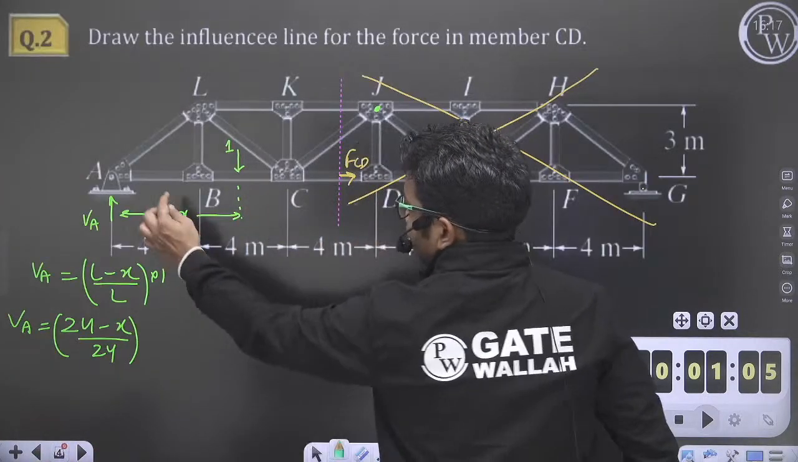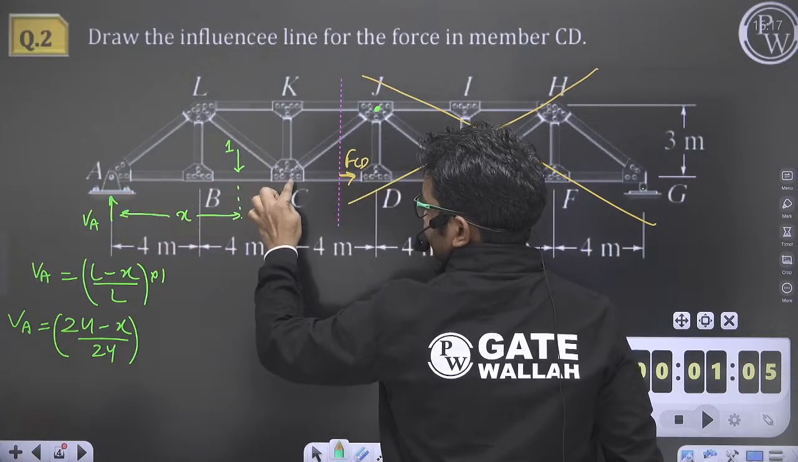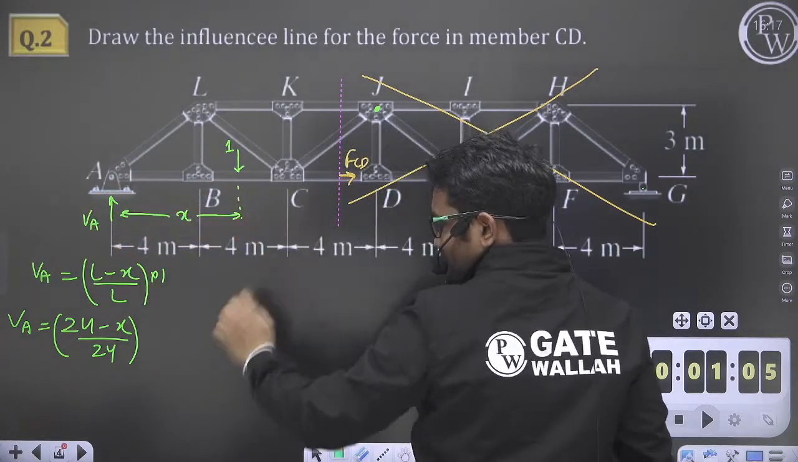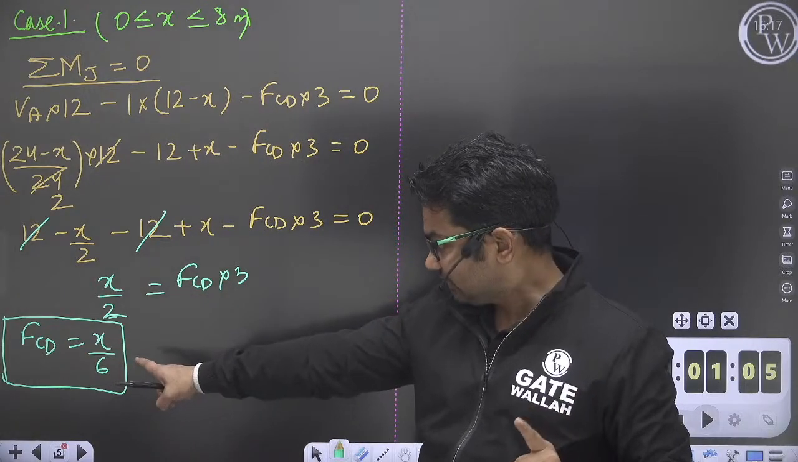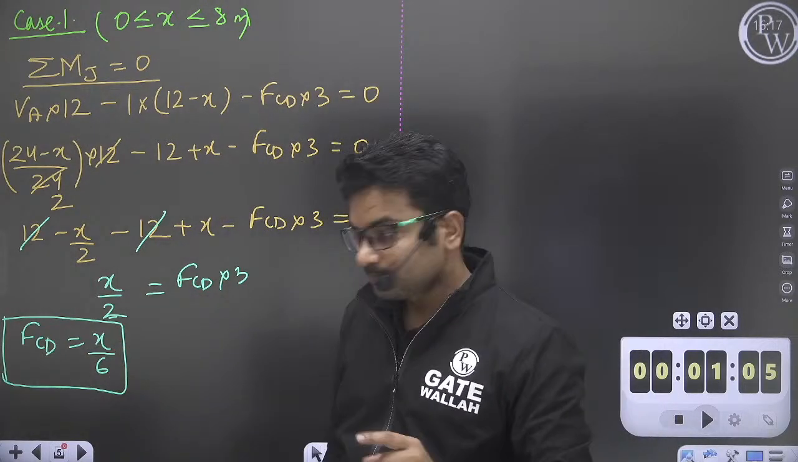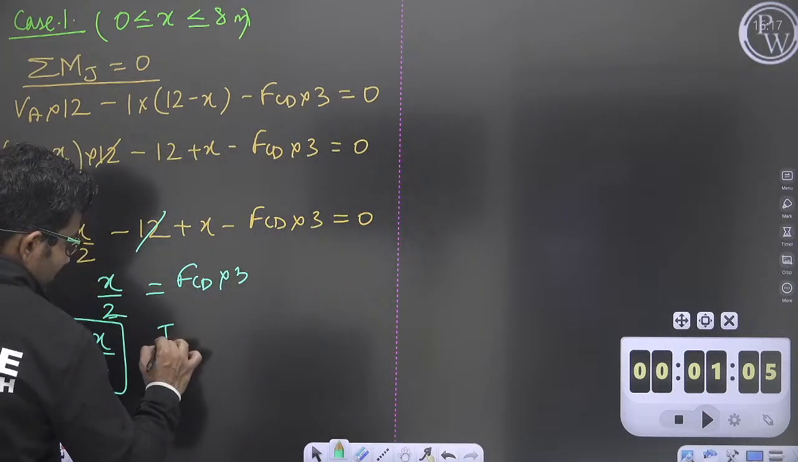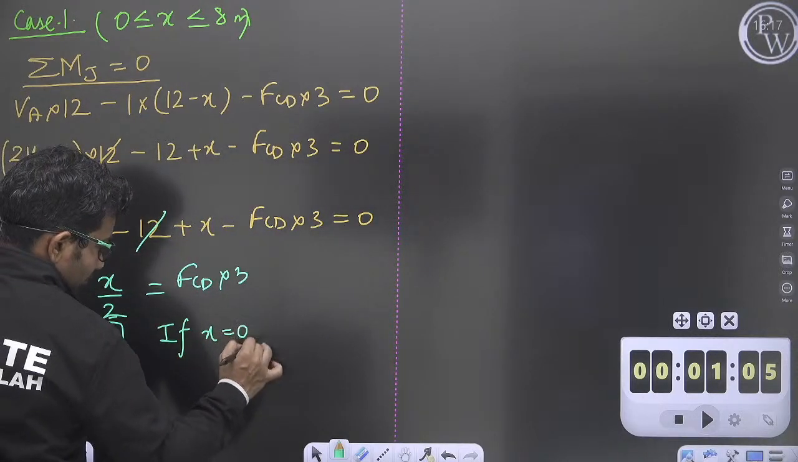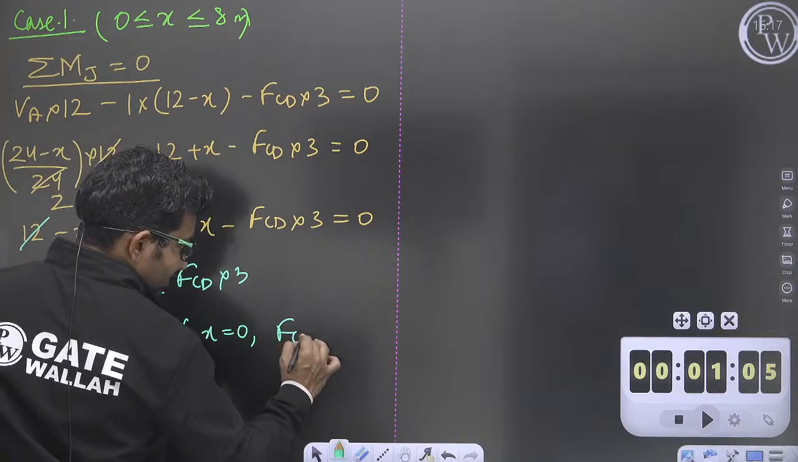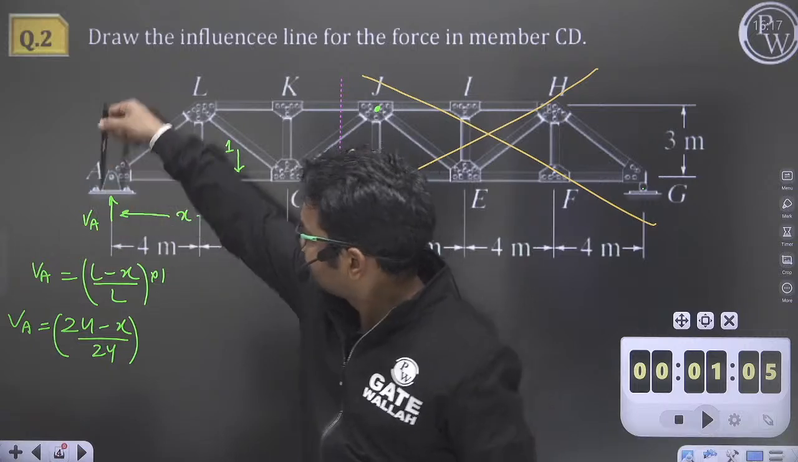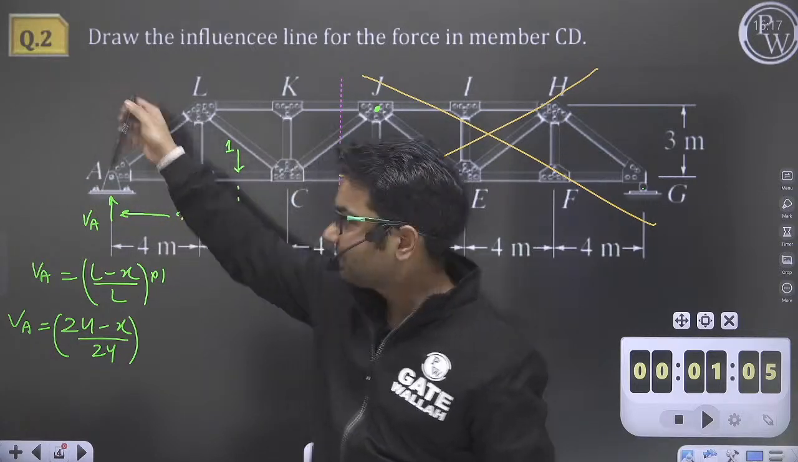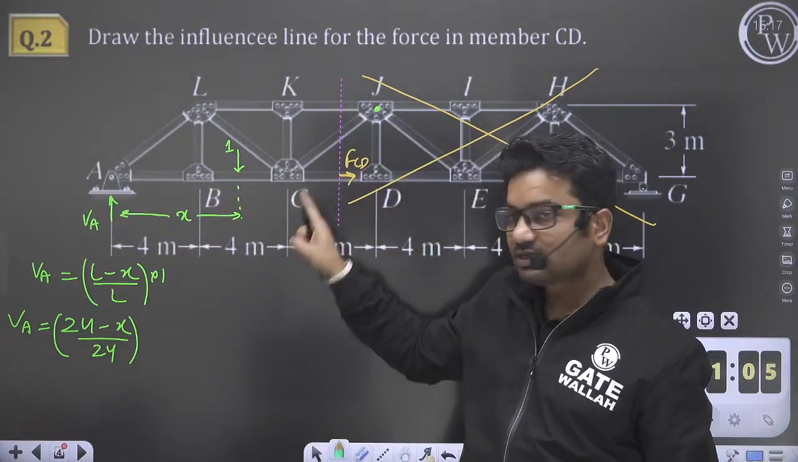In case 1, when load is moving from A to C, FCD is depending on x and the variation is linear, it will be x by 6. Now if x equal to 0, then FCD will be equal to 0. When x is 0, that means load is acting here. When load is acting here, there will be no force in CD member.